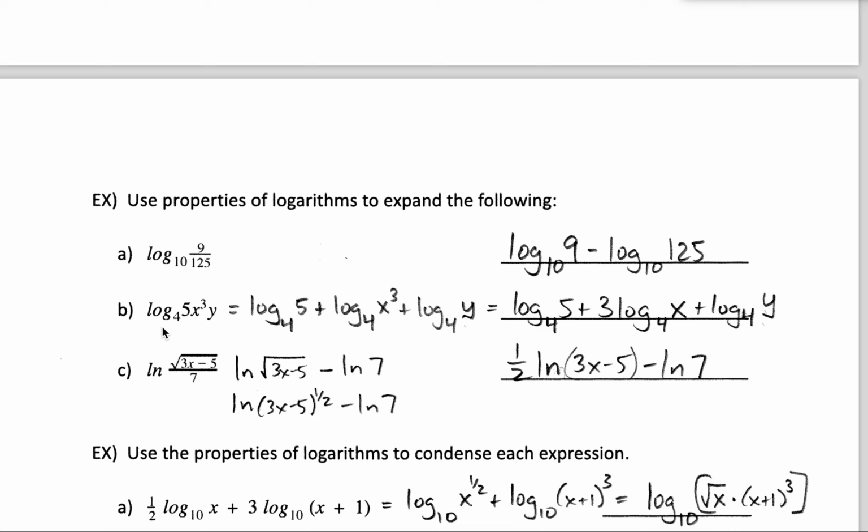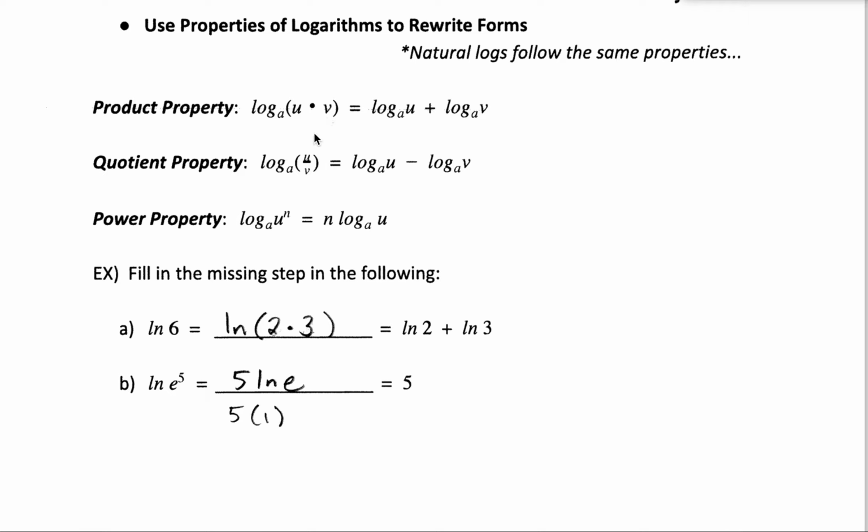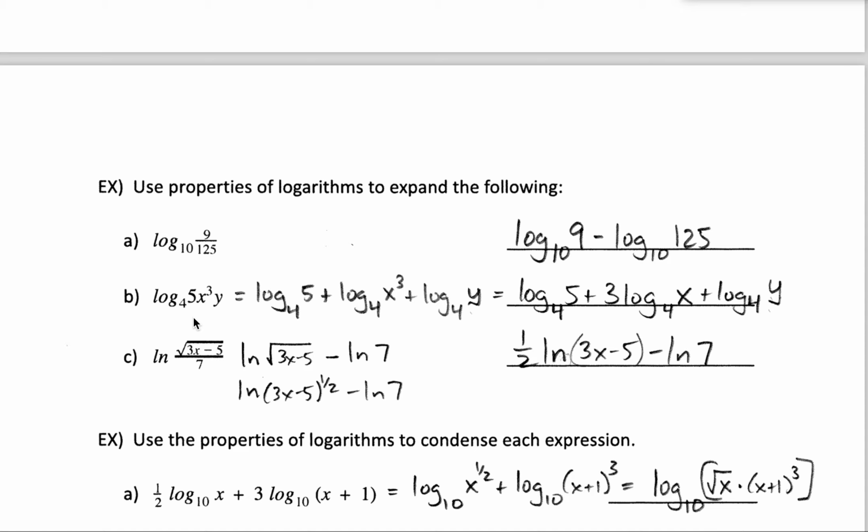Next one, stepping it up, slightly more difficult still. This time we have 3 terms here that are all being multiplied. So we're going to apply that product property a couple of different times here. Well, 3 different times. So make sure you can recognize that each term here is 5, x cubed, and y. So we're going to give each of those 3 terms their own log base 4.